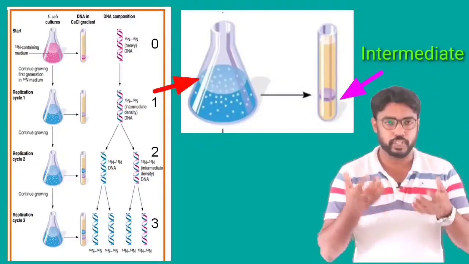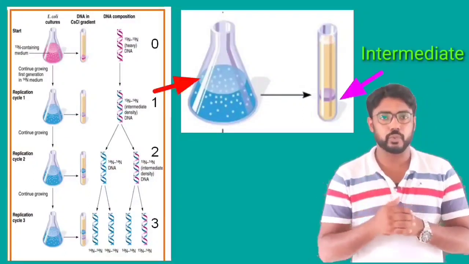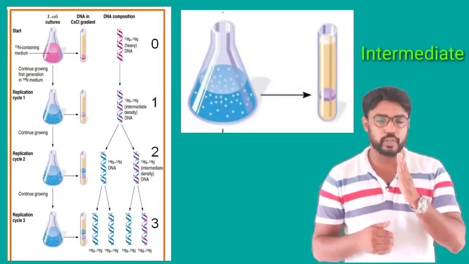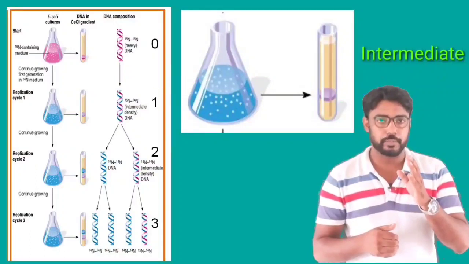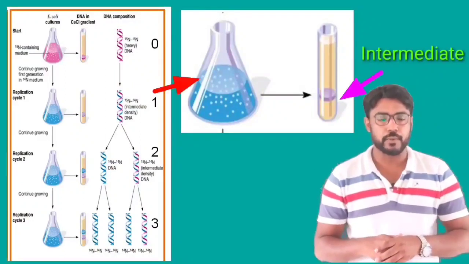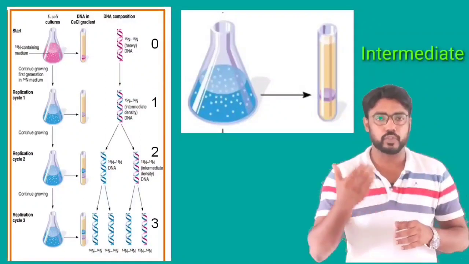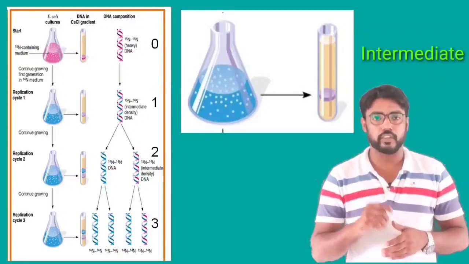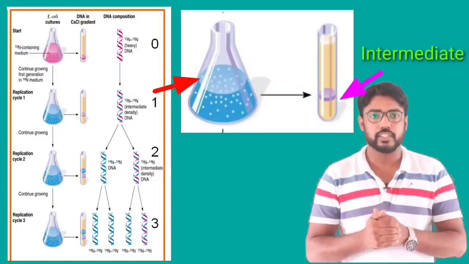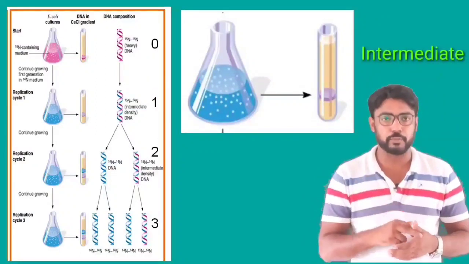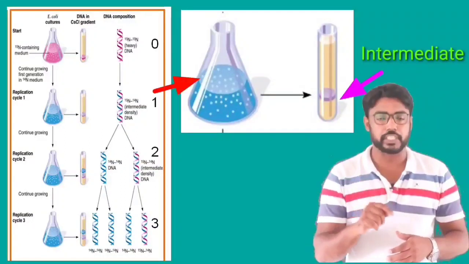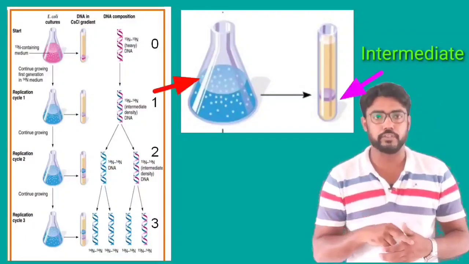After that, they took a portion of the culture from the N15 medium and transferred it into medium containing only N14. In that medium, the bacteria were allowed to grow for one generation. That is why it is called the first generation bacteria. That means the bacteria underwent one cycle of replication in N14.